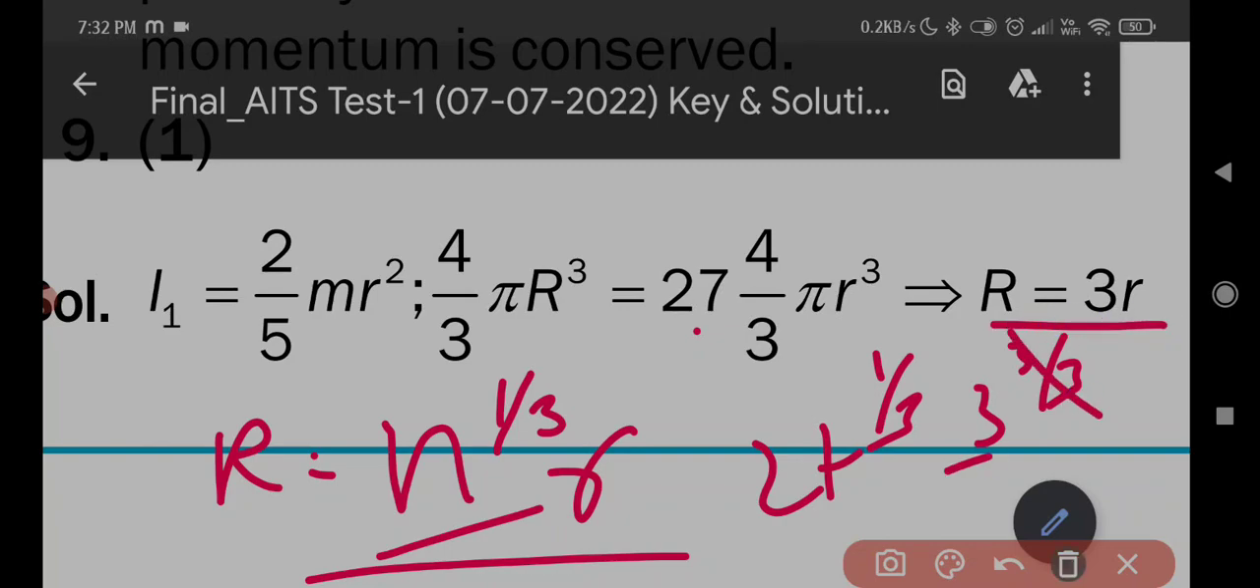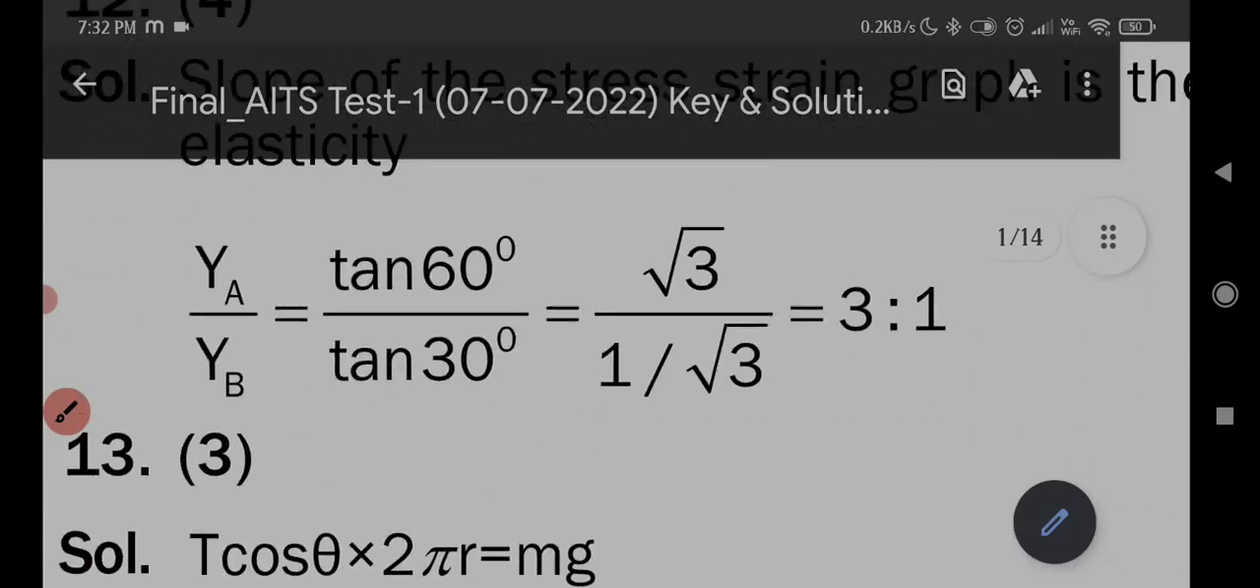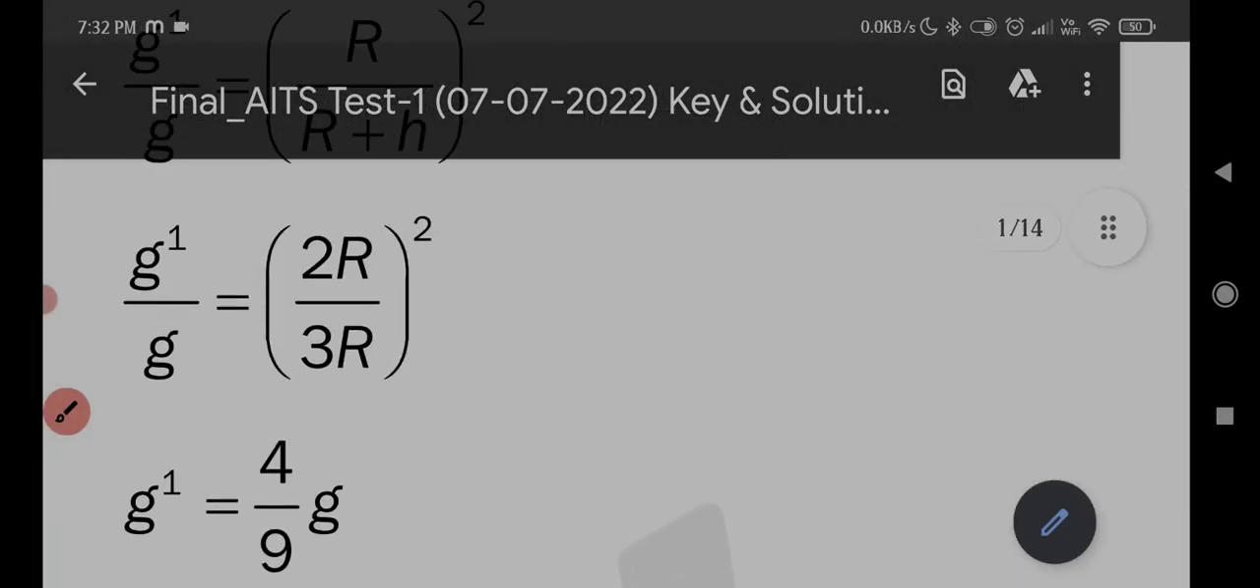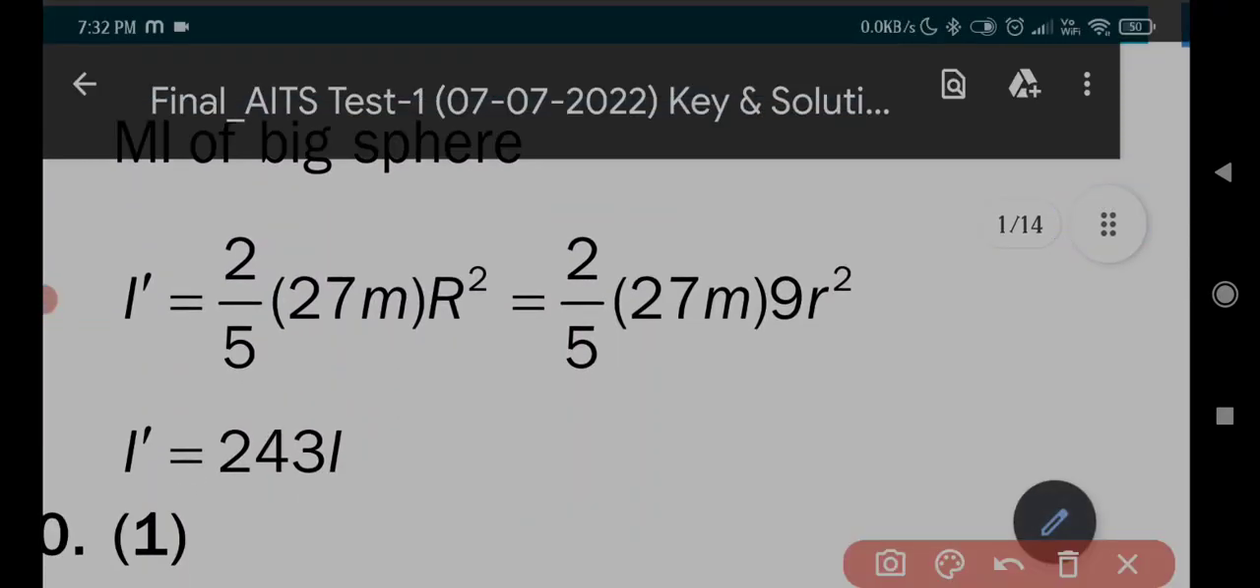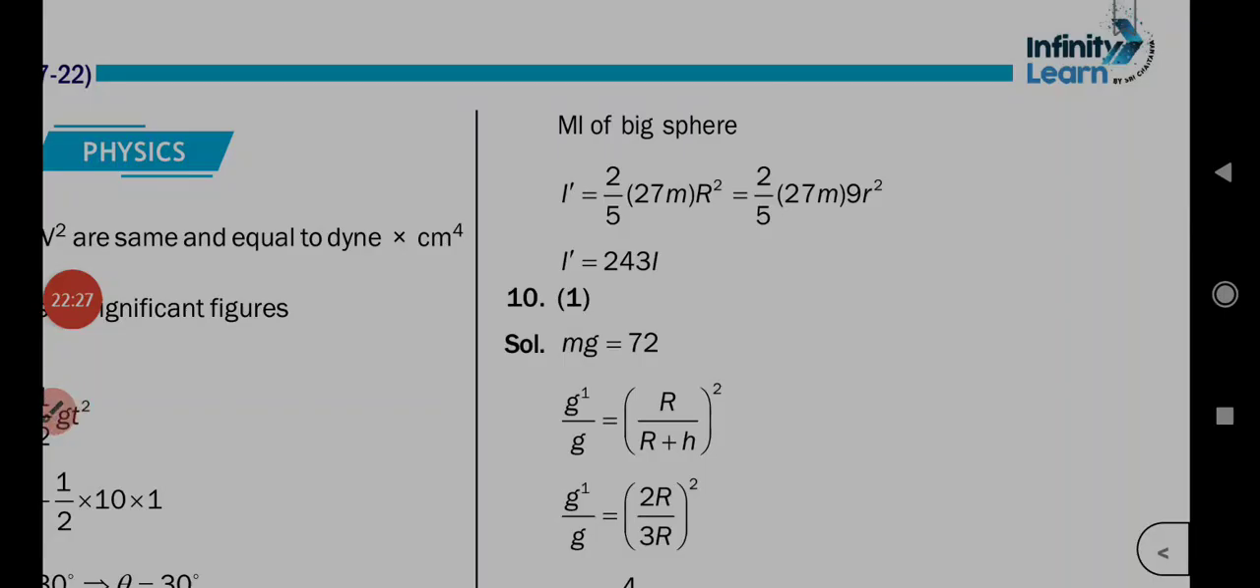What they ask is the moment of inertia about the diameter. Check it here, guys. So what are they saying? Yeah, so if you check here, what is this hell? Why is it not going? Okay, finally I managed it.